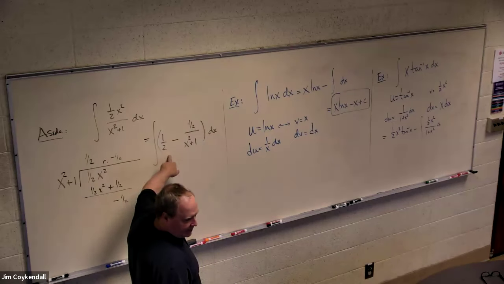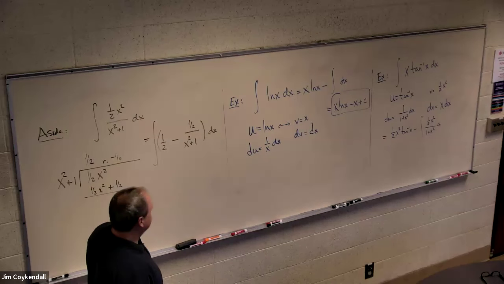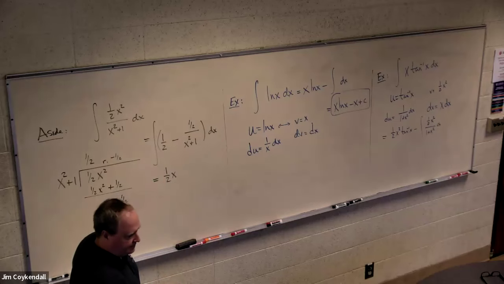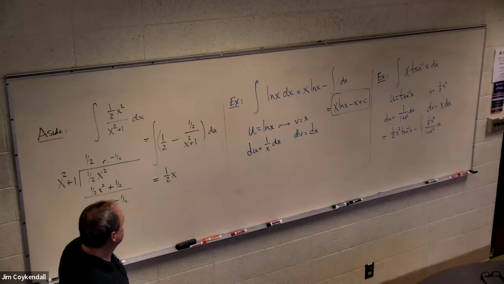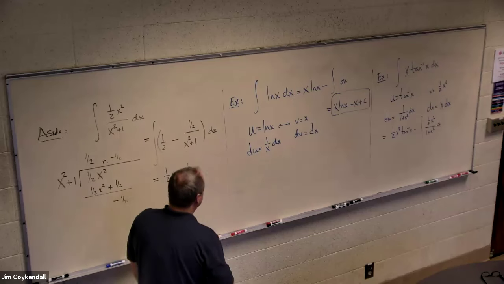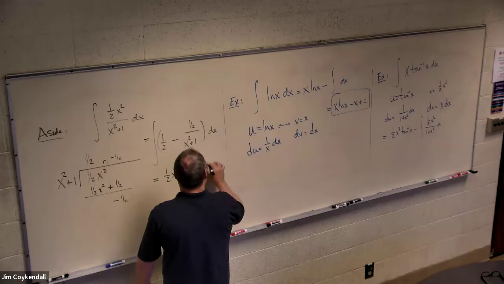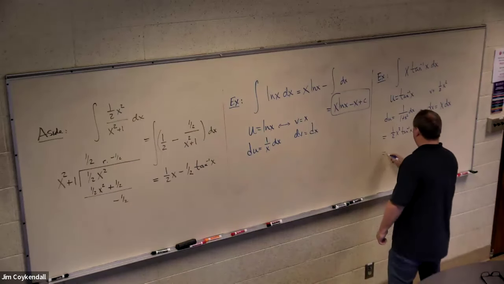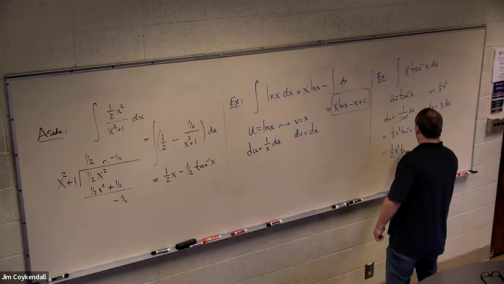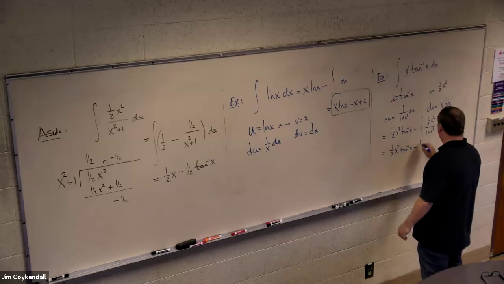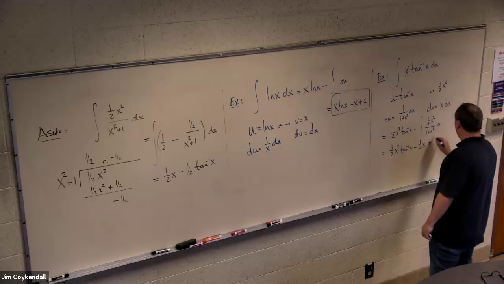Can we integrate this? First piece is 1/2 x. What's the second piece? Minus 1/2 of 1. I can fill in the hole here. It's actually 1/2 x squared inverse tangent of x, minus, see what that looked like in the positive, minus 1/2 x plus 1/2.